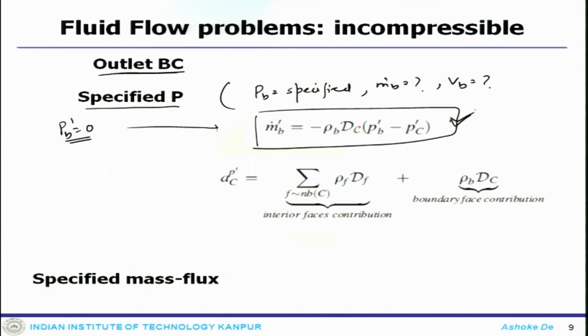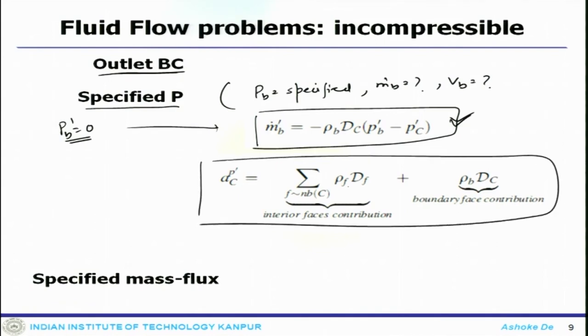And secondly, the velocity direction could be needed, and then you take the direction of the VB to that with the upwind case of the VC, and then the corrections coefficients will be modified like that. So, you get the summation over all the interior faces rho f df, and then the boundary contribution rho b dc in that coefficient. So, these corrections would take care of that.